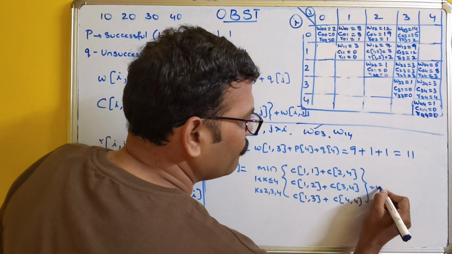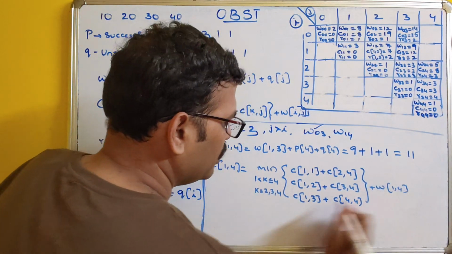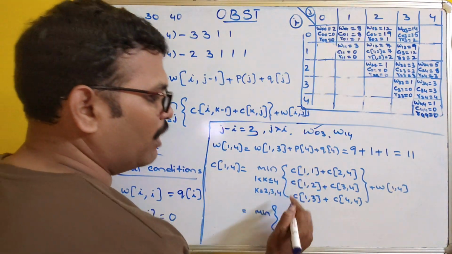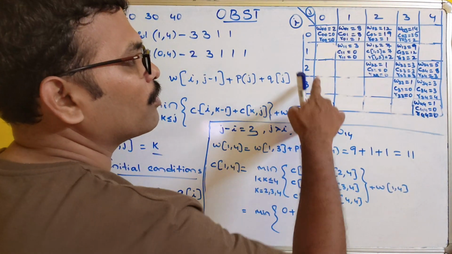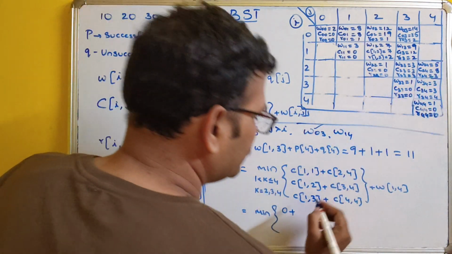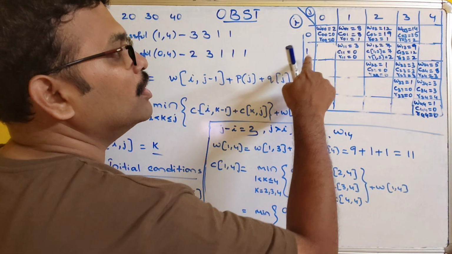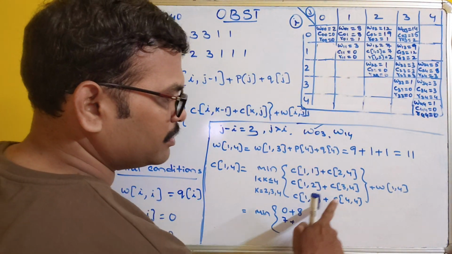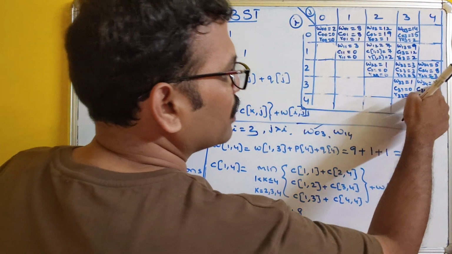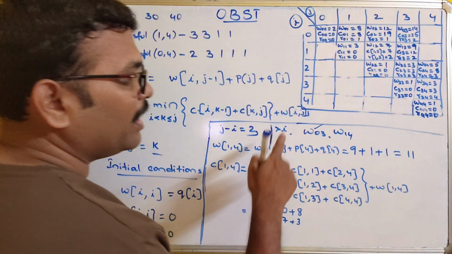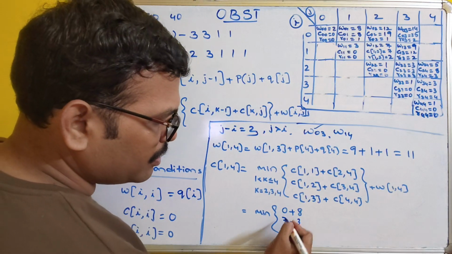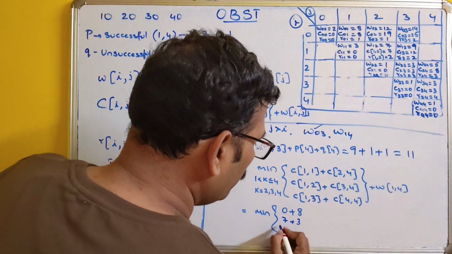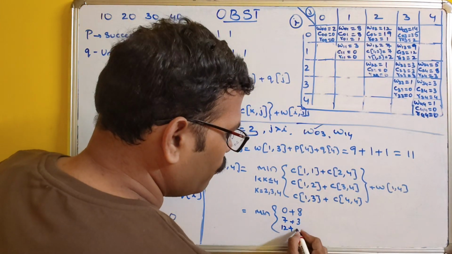Which should be added with the weight of 1,4. So here we have to find the minimum among all these three. C of 1,1 will be 0 plus C of 2,4, which is 8, and C of 1,2 is 7 plus C of 3,4, which is 3, and again C of 1,3 is 12 plus C of 4,4, which is 0.